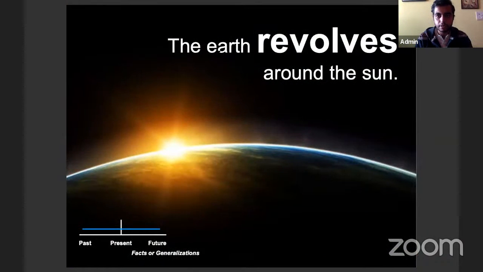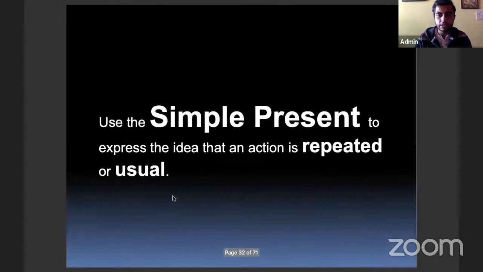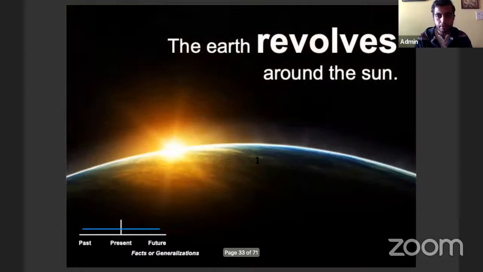Very simple. Earth revolves. Again, something that happens repeatedly. The Earth revolving around the sun happens once every year. So the Earth revolves around the sun. This is a general fact, so it is used in simple present. Simple present: action repeated or usual.